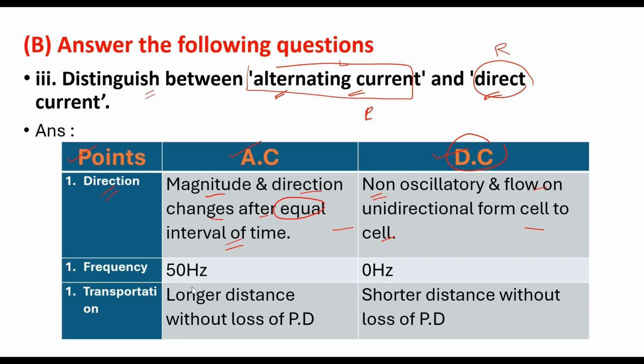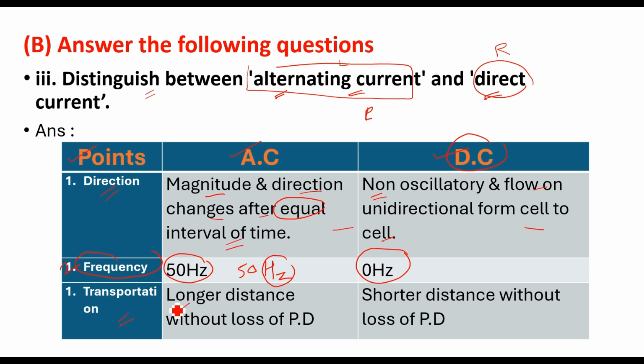Now the second point I mentioned here is the frequency. The AC current frequency is 50 hertz. When you write 50 hertz, see that H is capital and z is small. Many times students write both as small letters, and then the unit, especially in physics, write the unit properly, and a DC current has 0 hertz.